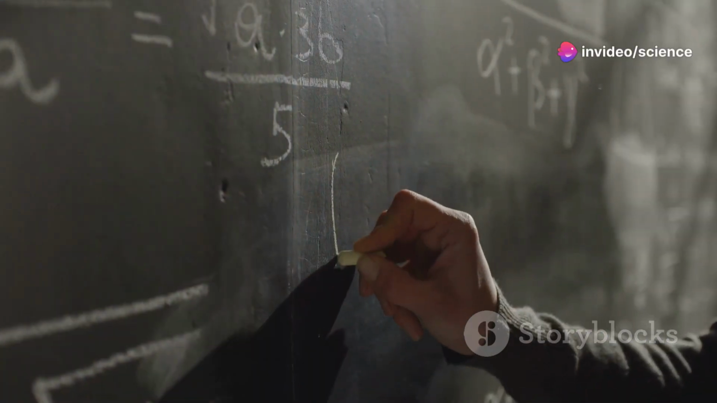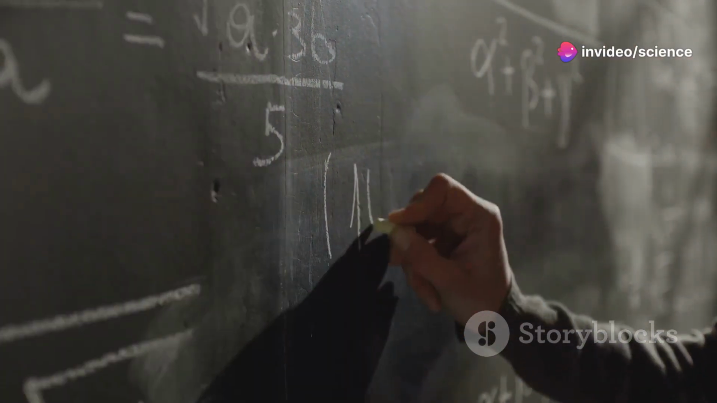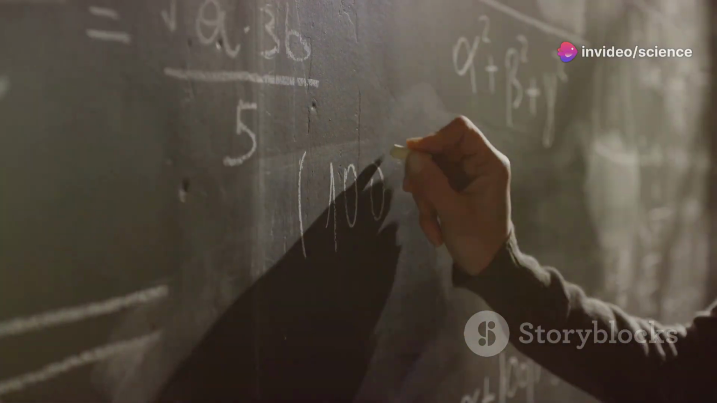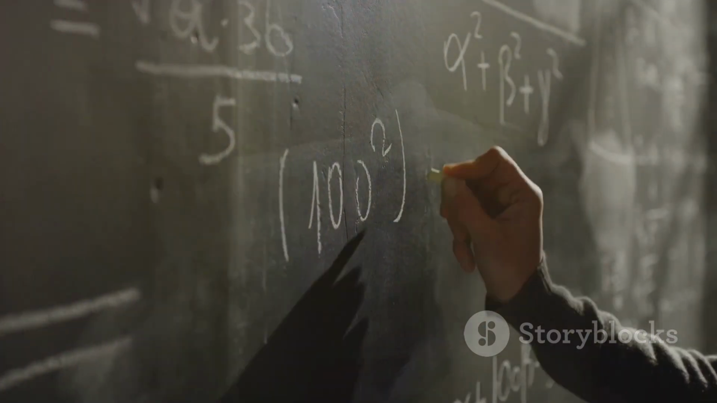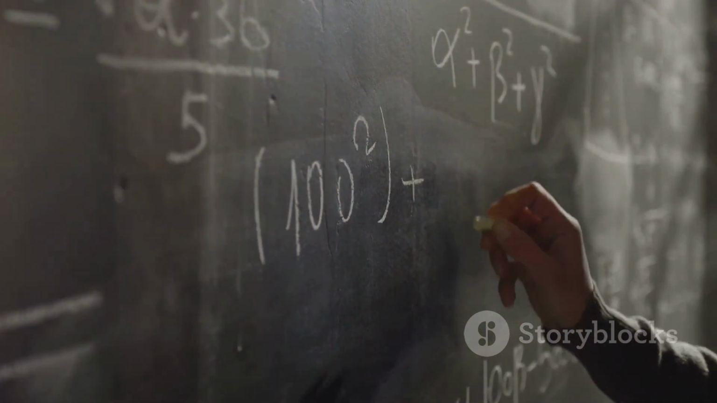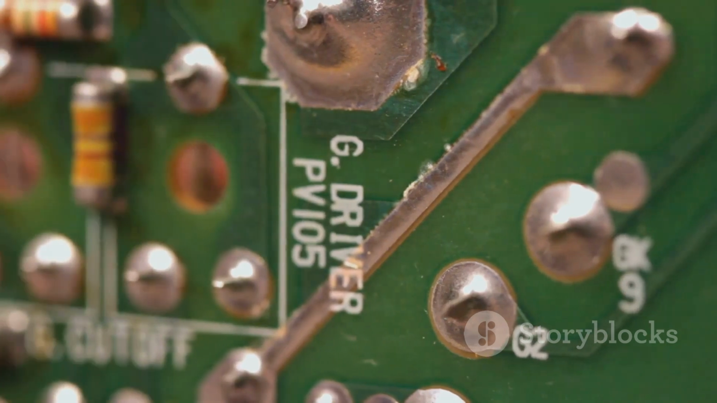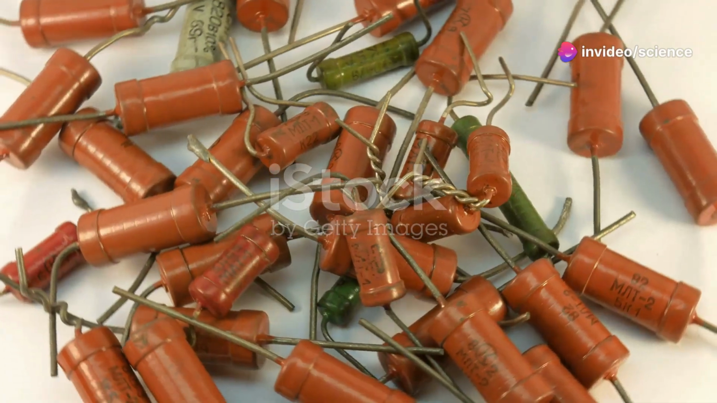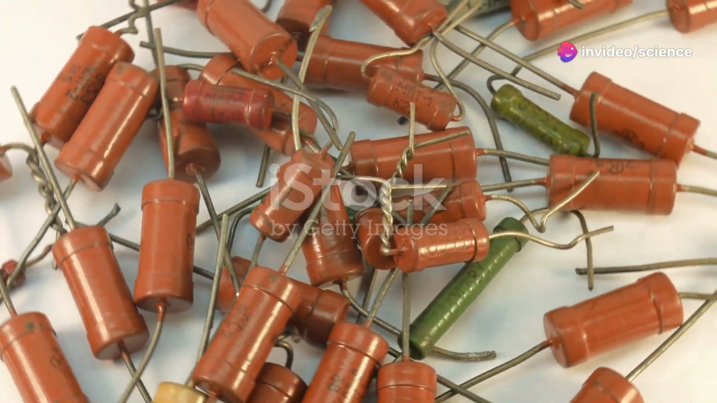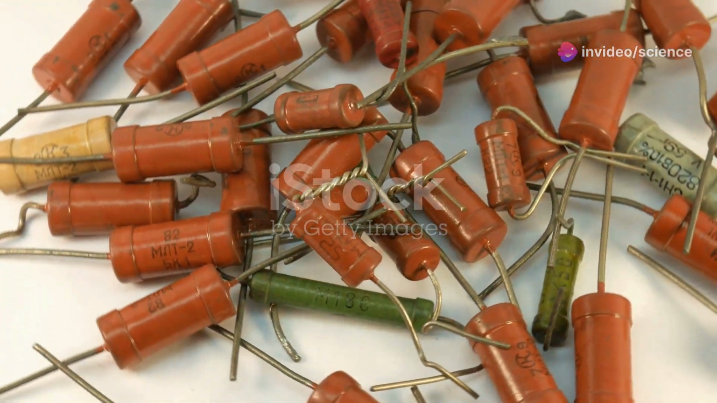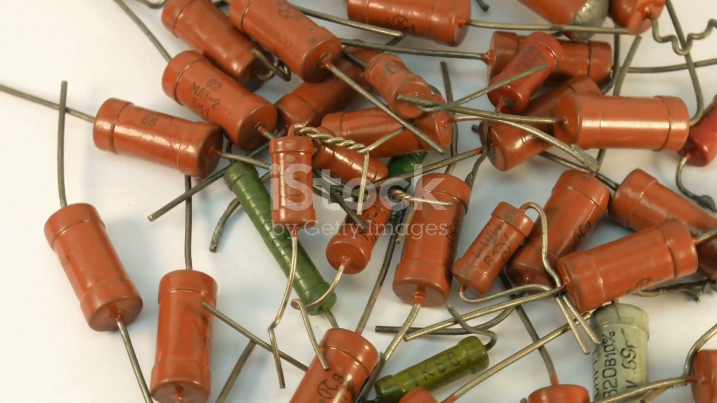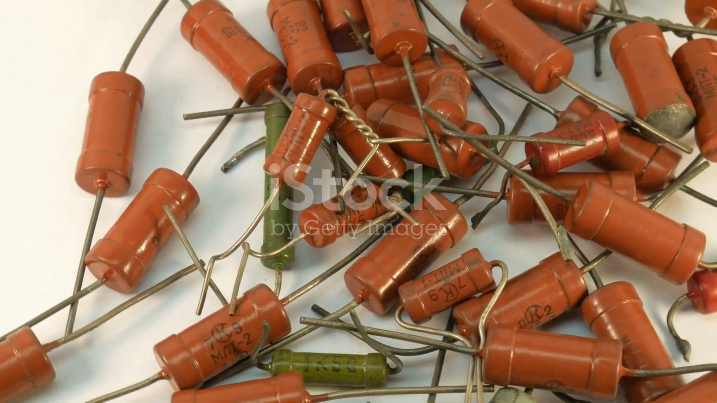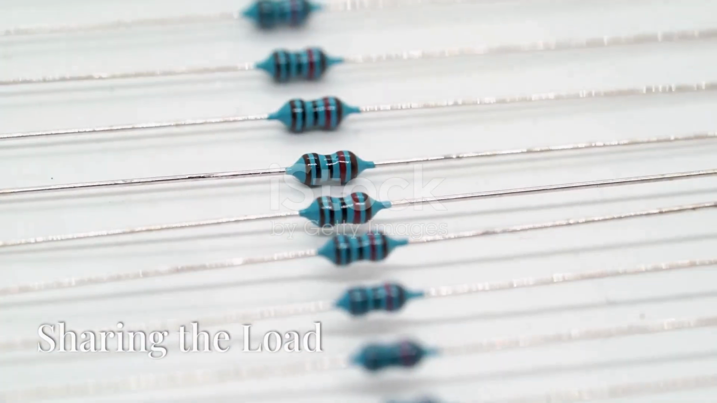The formula for calculating total resistance in a series circuit is R_total = R1 + R2 + R3 and so on. Connecting resistors in series increases the overall resistance of the circuit. This reduced current flow can be useful for protecting sensitive components or controlling the amount of power delivered to a specific part of the circuit.